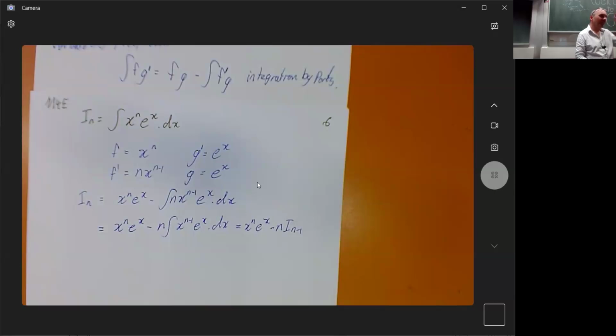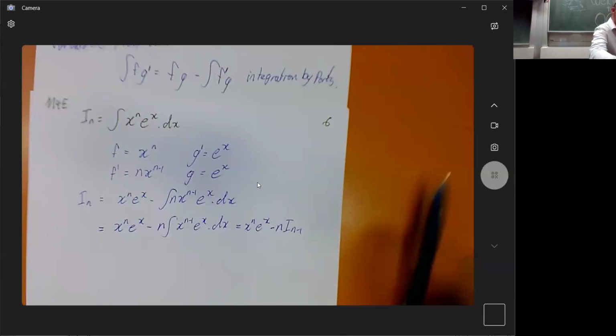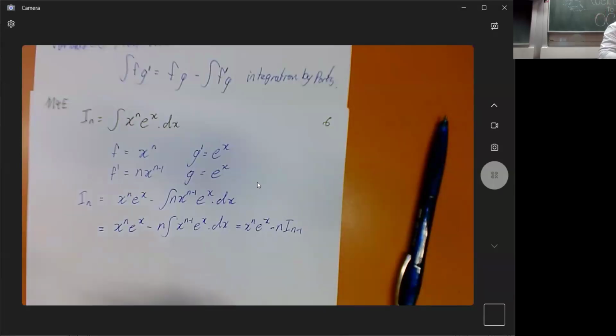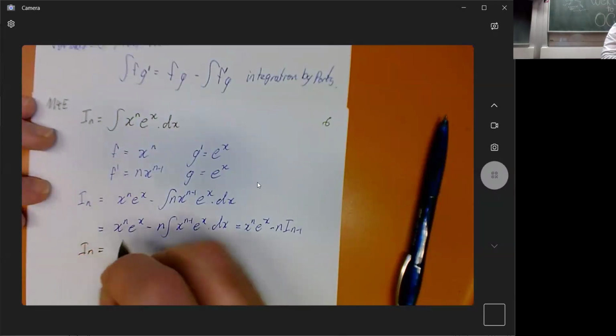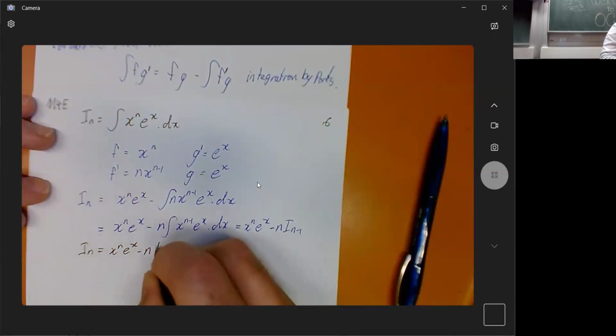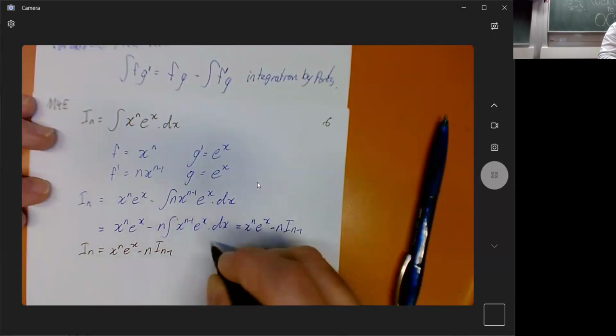Have we talked about recurrence relations before? This is what we call a recurrence relation. So we're going to go I of n is equal to x to the n, e to the x minus n, I of n minus 1.